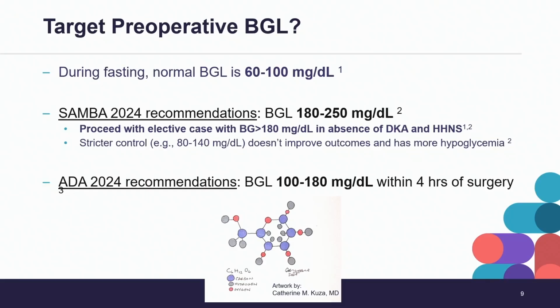So what should we target our glucose? Normal fasting blood glucose is between 60 and 100. We have two society guideline recommendations for the perioperative setting: the Society of Ambulatory Anesthesiologists and the American Diabetes Association. SAMBA recommends between 180 and 250, while ADA recommends 100 to 180. There have been studies that looked at stricter glucose control with a target of 80 to 140, and what they showed was that there was no improvement in outcomes, and there's actually increased risk of hypoglycemia. So a little bit higher is recommended.